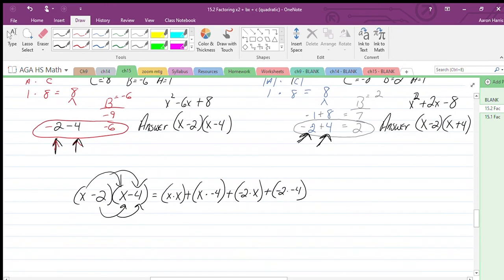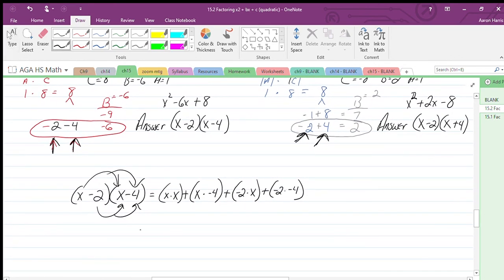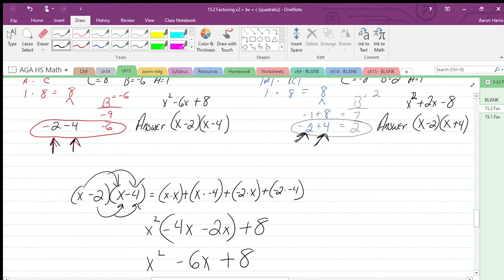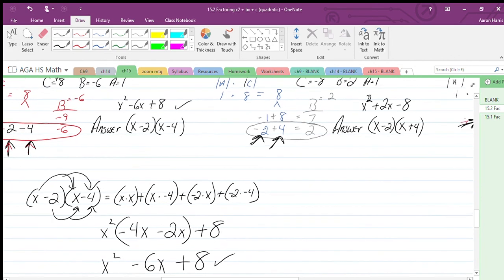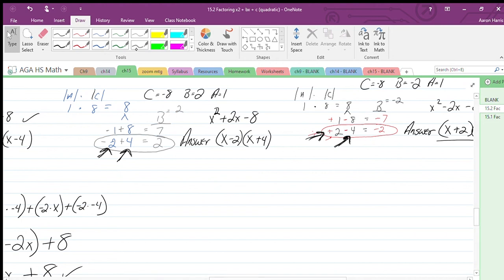Okay? So let's do this. X times x is what? X squared. X times a negative 4, negative 4x. Negative 2 times x, negative 2x. And then negative 2 times negative 4 is a positive 8. And if we combine like terms, I get what? X squared minus 6x plus 8. Checks out. Okay? All right, so what about this one?